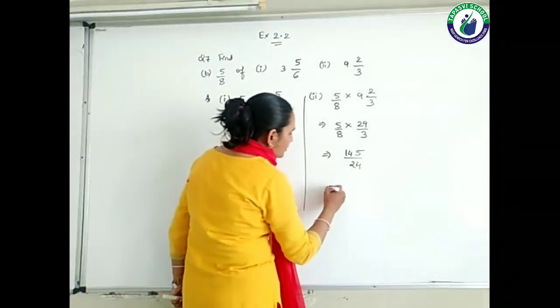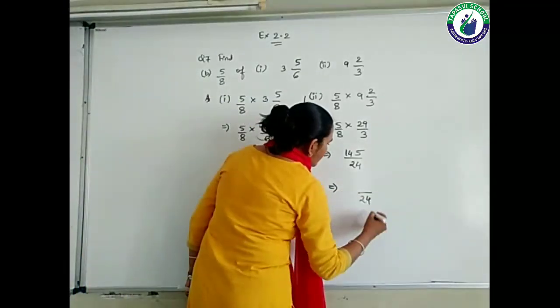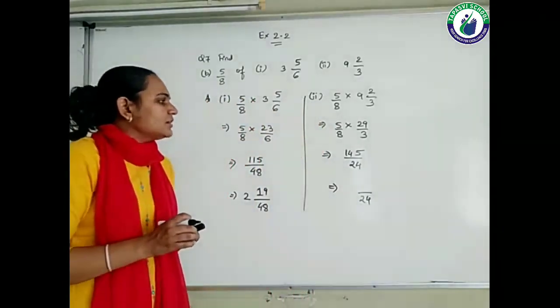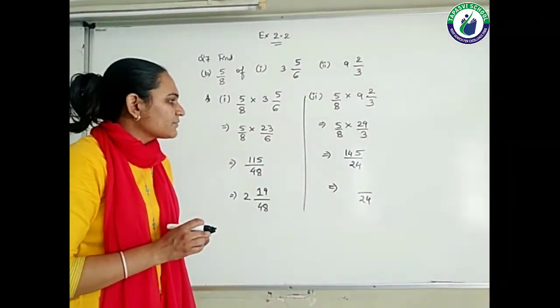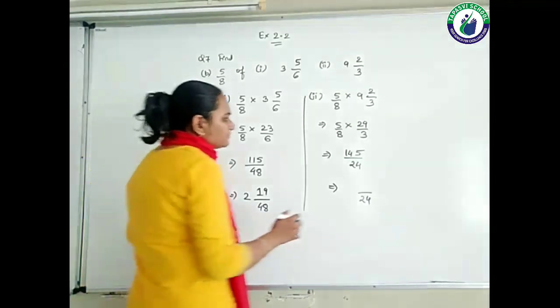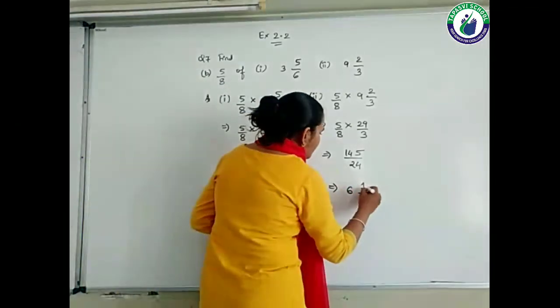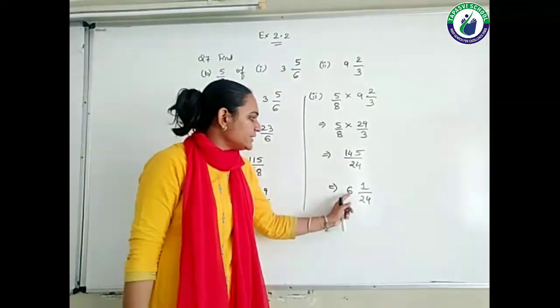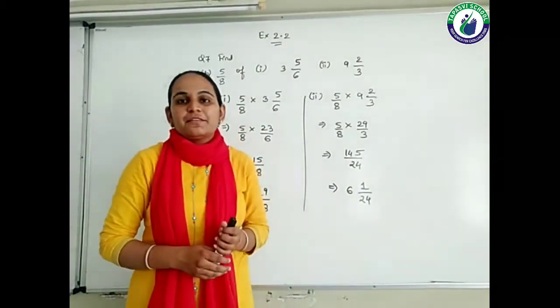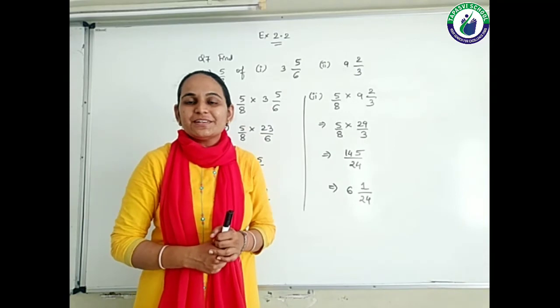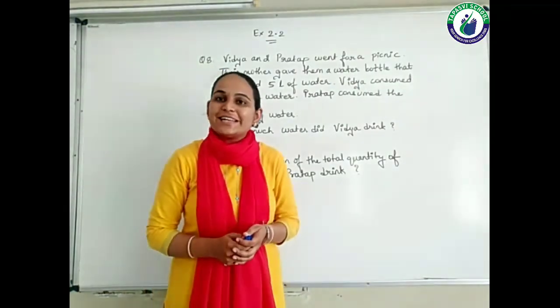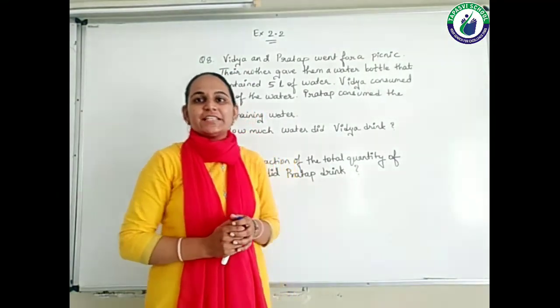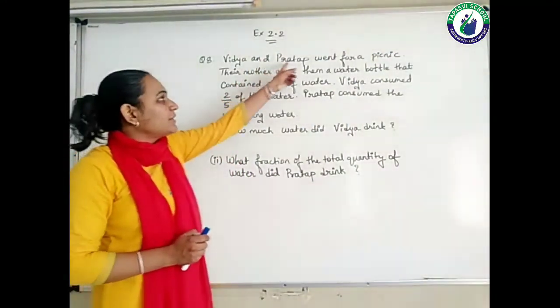So the mixed fraction of it will be, okay, 24 6s are 144. So the remaining one is 1, right? So this is the mixed fraction of it, 6 integer 1 upon 24, right? I hope, students, you understood question number 7. Okay, students, now let's see the last question, that is question number 8, that is Vidya and Pratap went for a picnic, right?